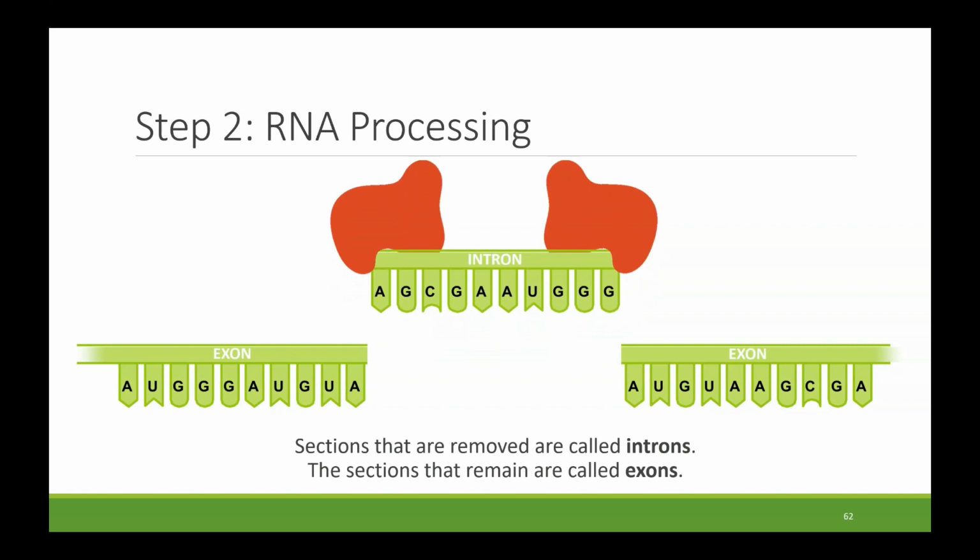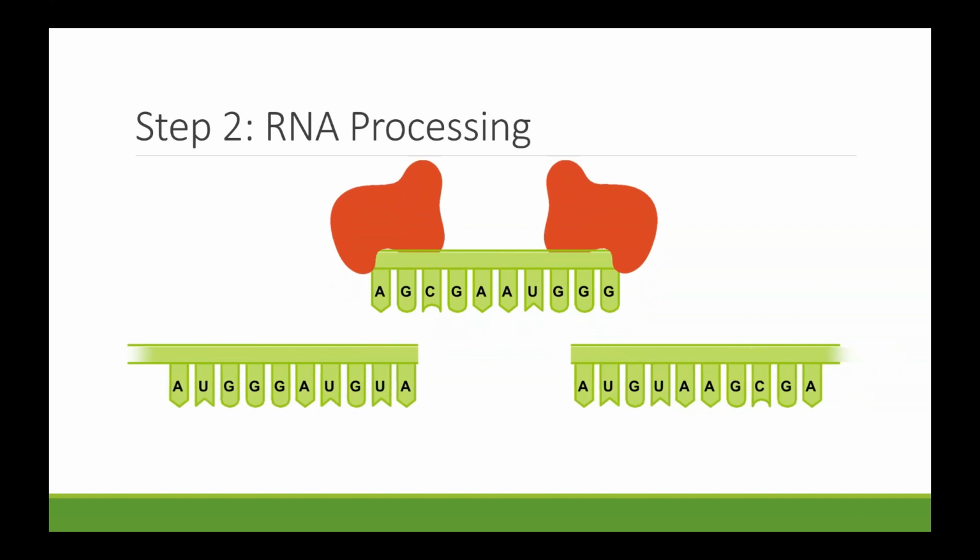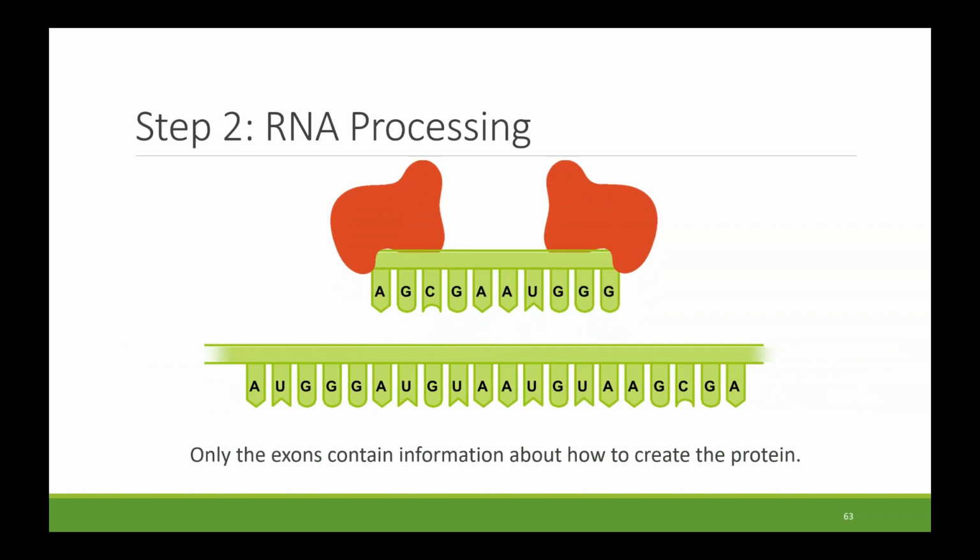The parts that get cut out are called introns, and the parts that remain are called exons. And the exons get stitched back together into one seamless, cohesive strand. So it's the exons that move forward to the next step. Only the exons contain useful information about how to create the final protein product.